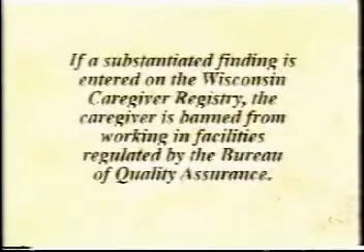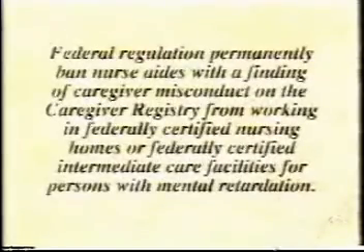If a substantiated finding is entered on the Wisconsin Caregiver Registry, the caregiver is banned from working in facilities regulated by the Bureau of Quality Assurance, unless approved under the rehabilitation review process. In addition, federal regulations permanently ban nurse aides with a finding of caregiver misconduct on the Caregiver Registry from working in federally certified nursing homes or federally certified intermediate care facilities for persons with mental retardation.